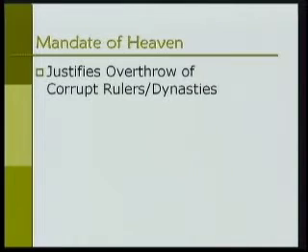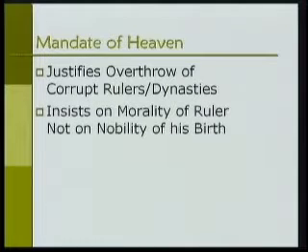All right. So this justification of the overthrow of corrupt rulers and corrupt dynasties comes from the mandate of heaven as it was practiced in the Zhou Dynasty. As I said, it insists on the morality of the ruler, that the king or the emperor must be a moral person.